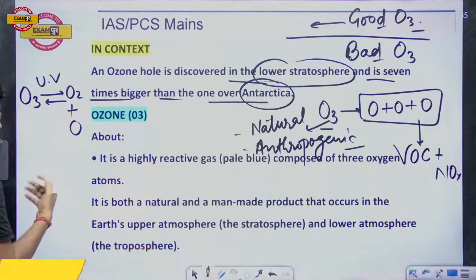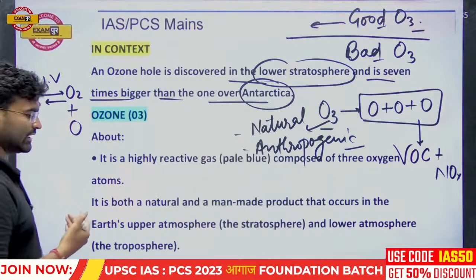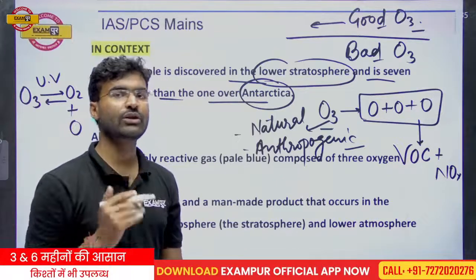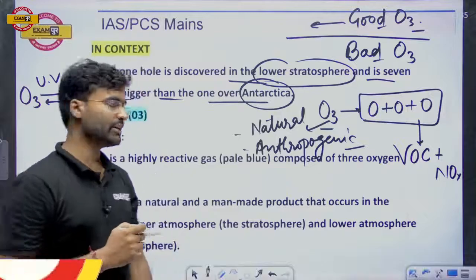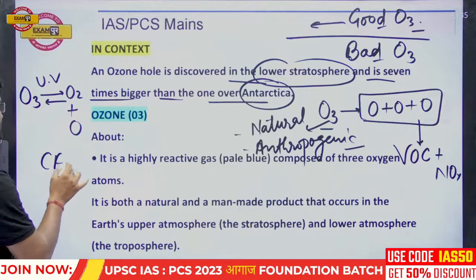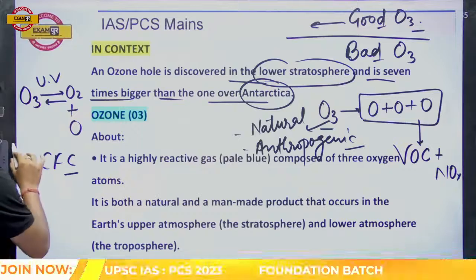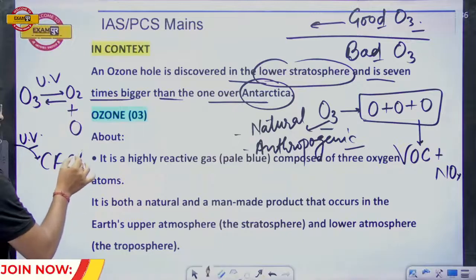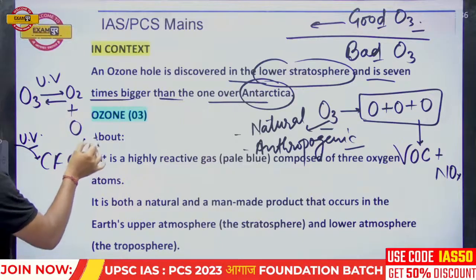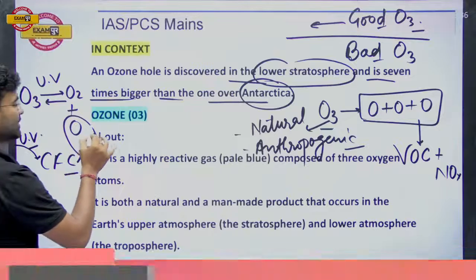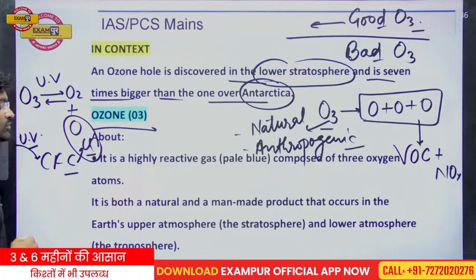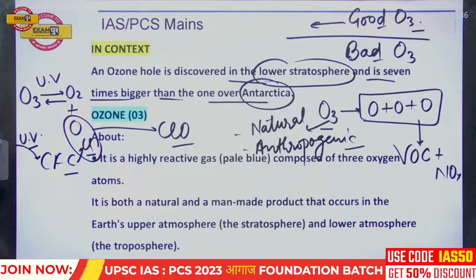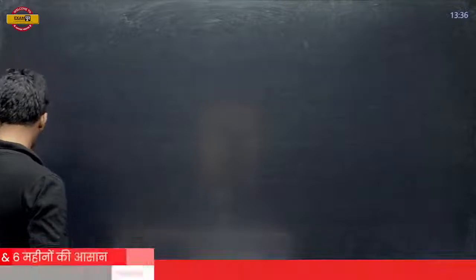But due to anthropogenic disturbance, some CFC or chlorofluorocarbon gases are emitted, and when the CFC gas reaches the stratosphere and interacts with the ultraviolet rays, the chlorine is ejected from this compound, and this chlorine will merge with the monooxygen and create chlorine monoxide.